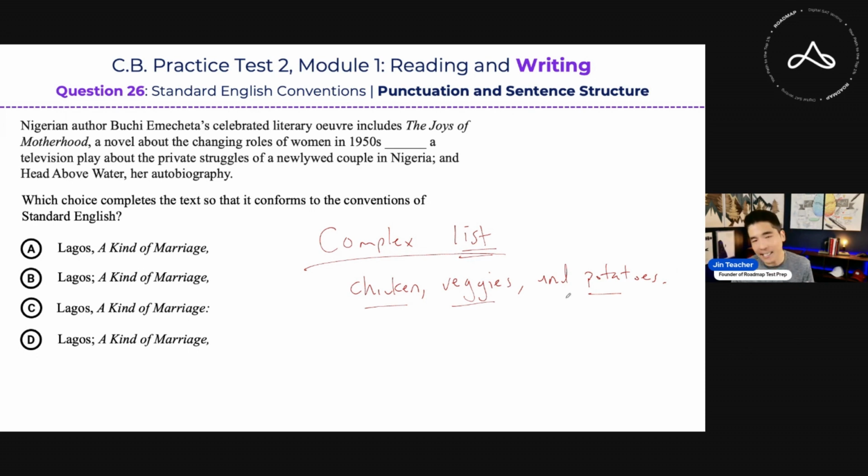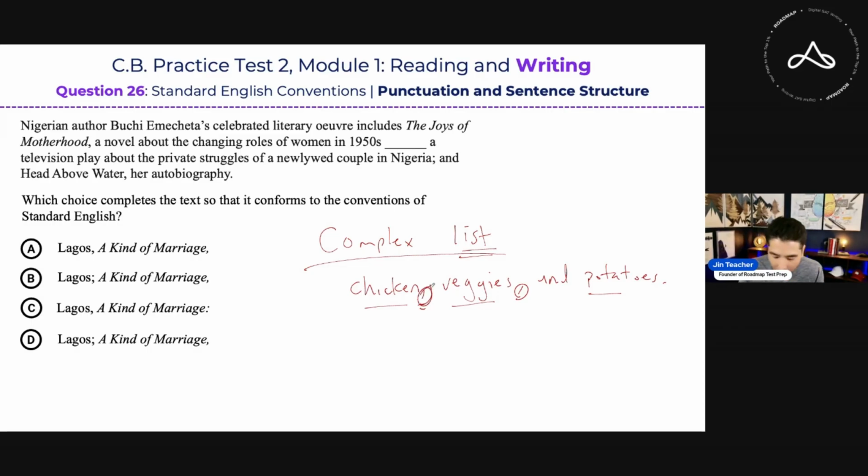This is called a simple list. Well, they don't call it a simple list, but it is a simple list, because these items are very simple. They're just words. Sometimes you might have phrases, but they're very simple in the sense that they don't have a lot of punctuation marks between the items in the list. So when you have a very simple list like this, you're supposed to use a comma to separate the items in the list.